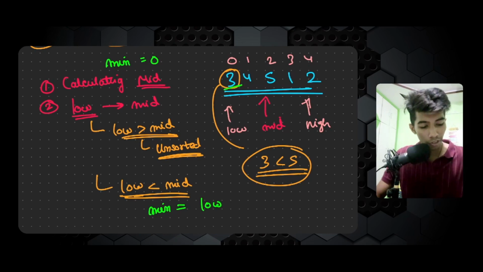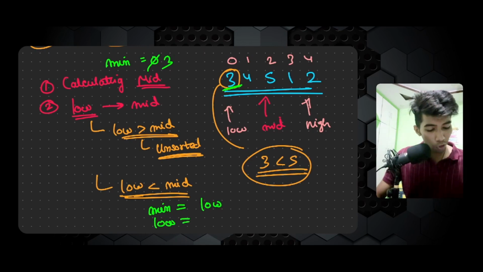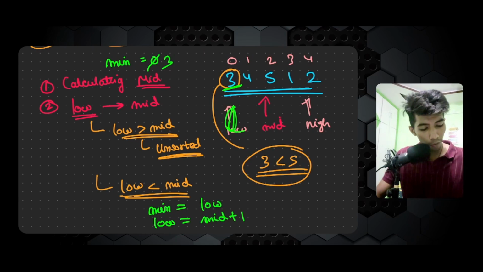Here my low is 3. So what will be happening? My minimum will be changed to 3. Easy. Till here you have understood. And then I will shift the low pointer to mid plus 1. So what it means is that my low pointer will move from here to here. Simple.